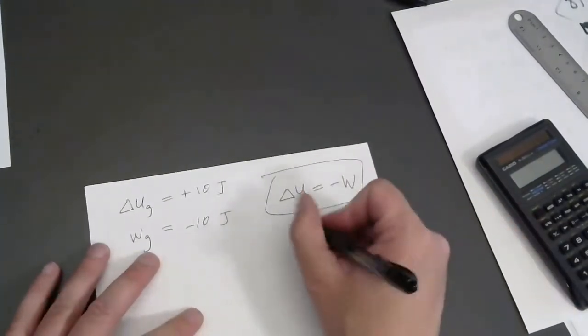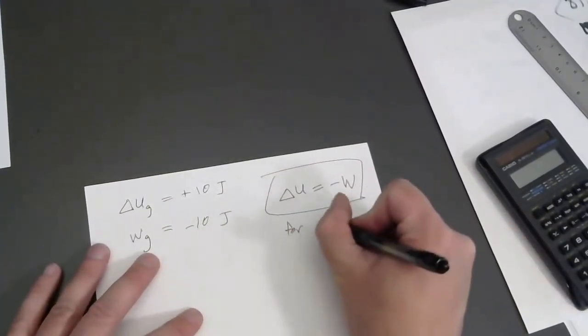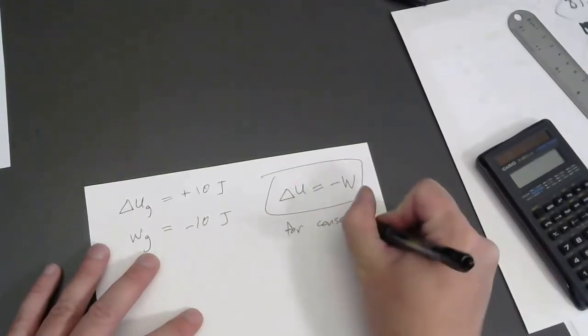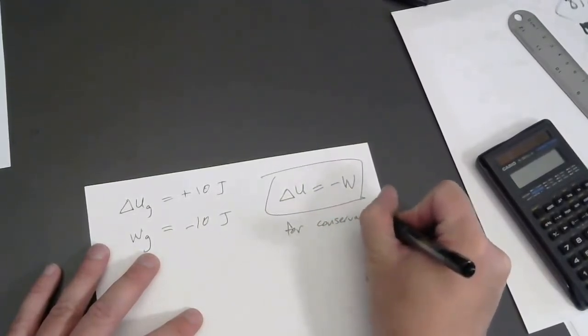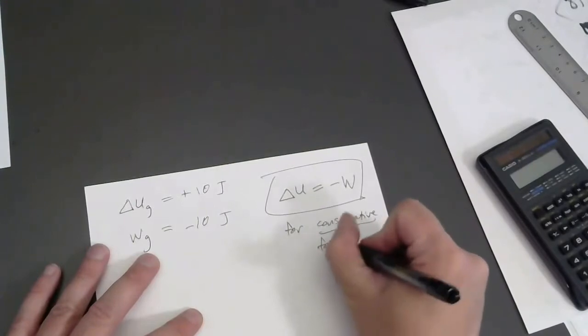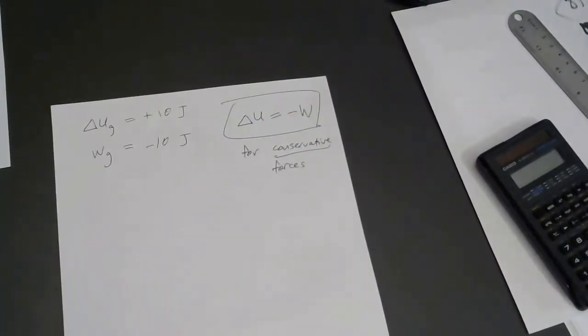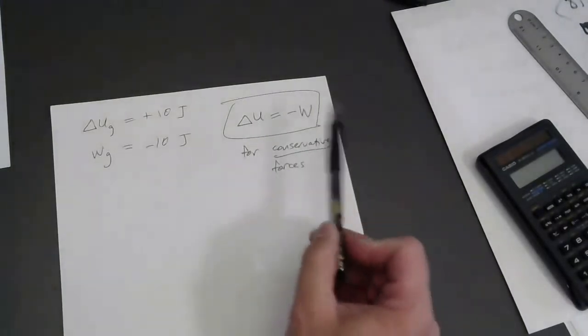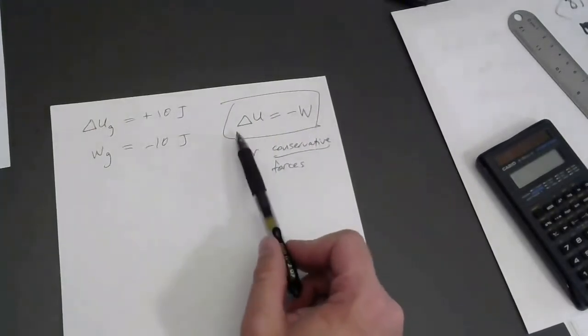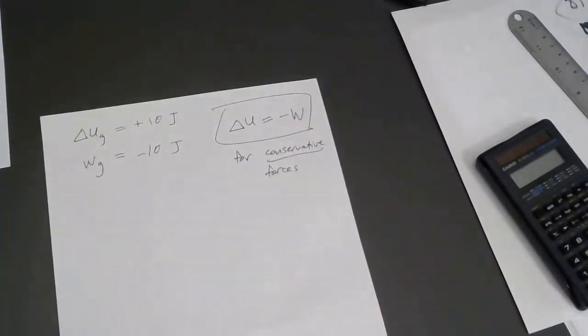And I'm going to emphasize that this is true for so-called conservative forces. I'll talk more some other time about conservative forces, but you should know that gravity is the most common example in this class of a conservative force. The work done by a conservative force is the opposite of the change in the potential energy.